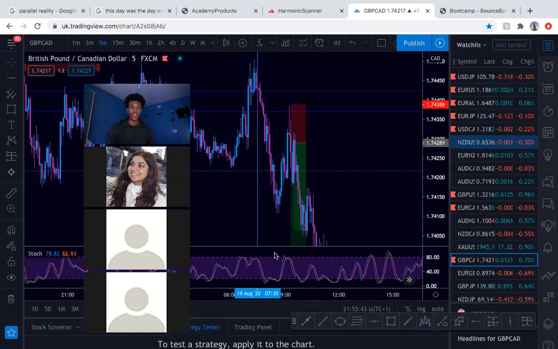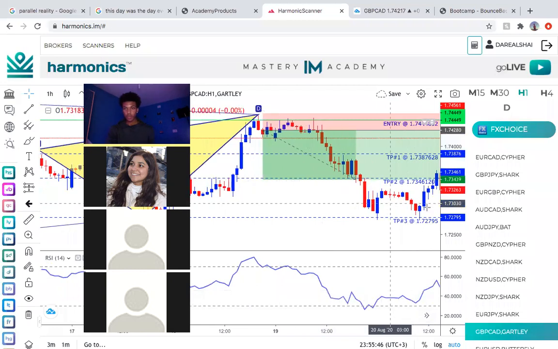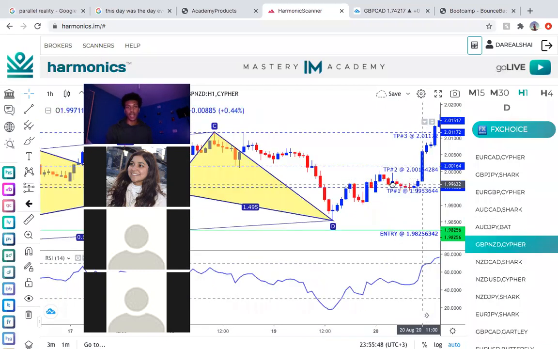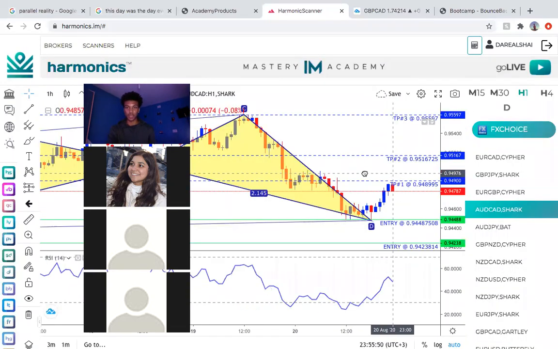One more example. All right, say no more. Let's see what we got. So we went through GBP CAD. I think I skipped some, so let me go through it.